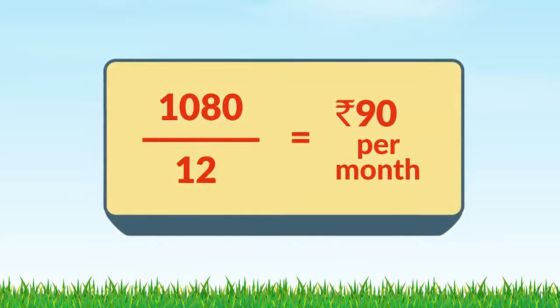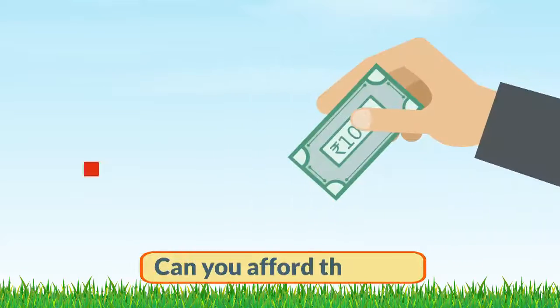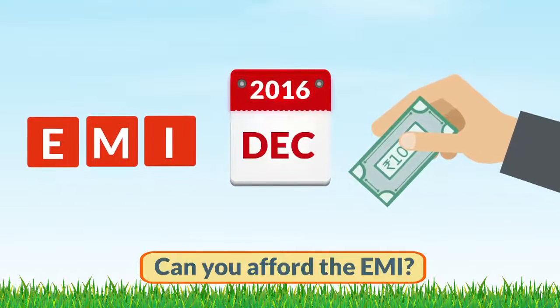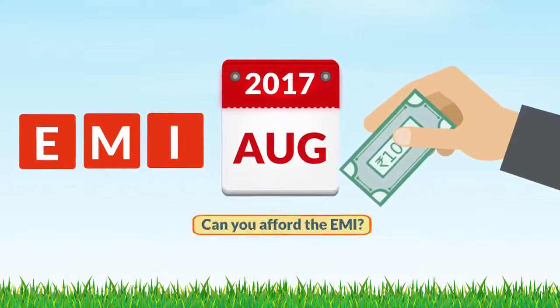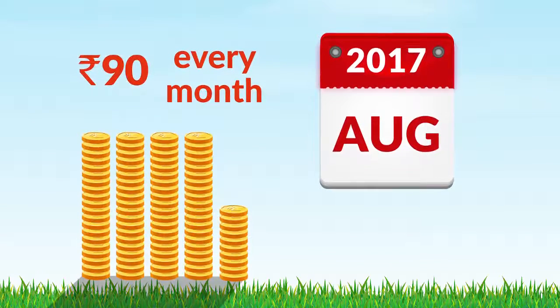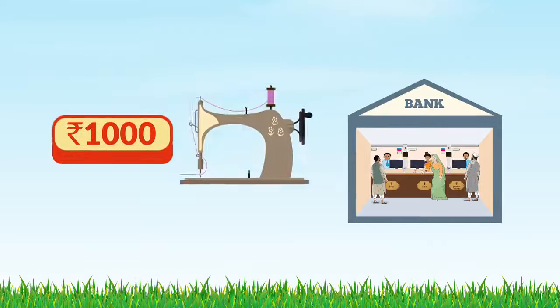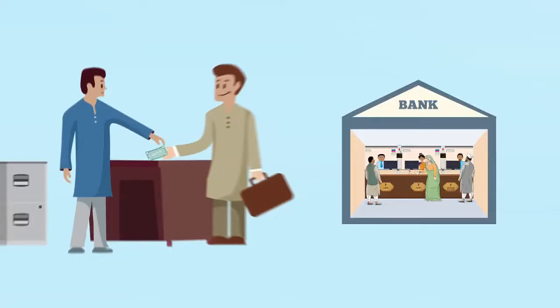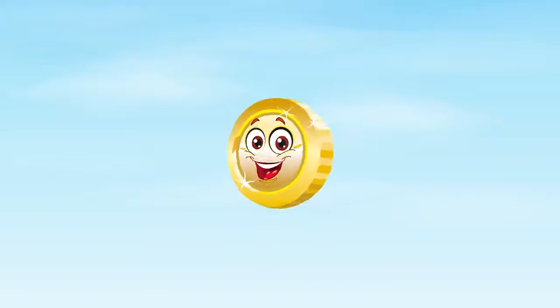This is very smart. But you should also be smart to see if you can afford to pay back the EMI every month before taking on the loan. Yes, I'm smart. I think we can pay back 90 rupees every month. My wife and I will go and take the loan of 1,000 rupees for the sewing machine from the bank tomorrow instead of the moneylender. Thanks for the help, Ginny. It is my pleasure, Vijay.